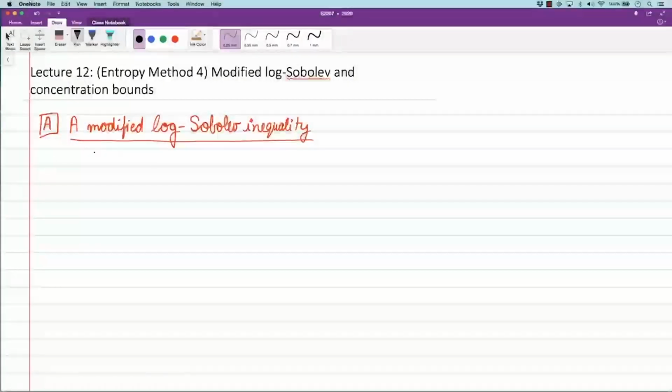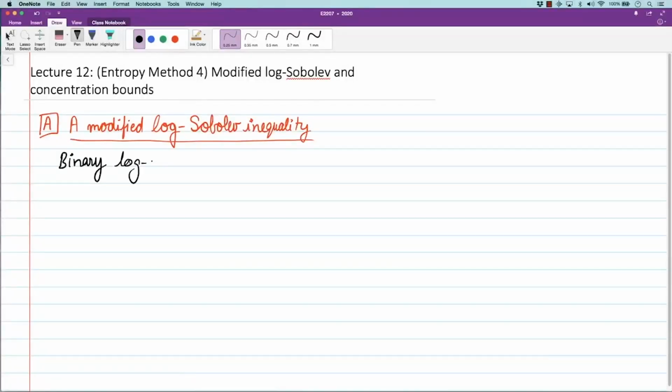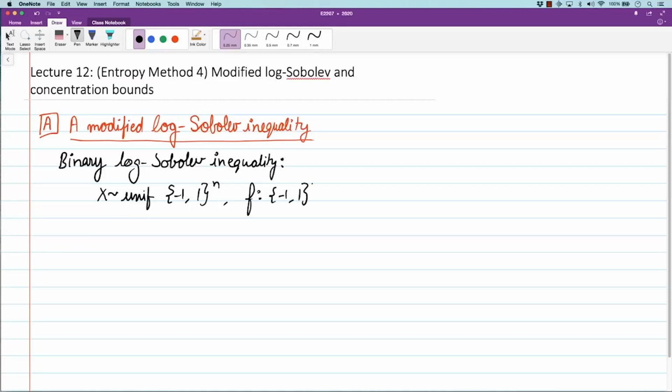Earlier we saw the binary log-Sobolev inequality, which said the following: let x be distributed uniformly over the Boolean hypercube, the sign version of it, and we looked at this function f from {-1,1}^n to R, let's say a positive function, or actually just R.